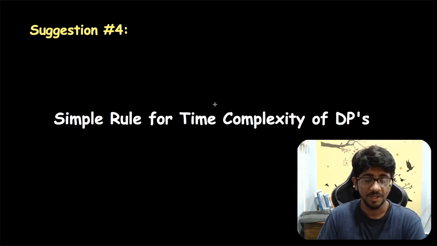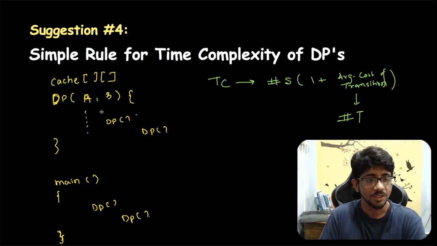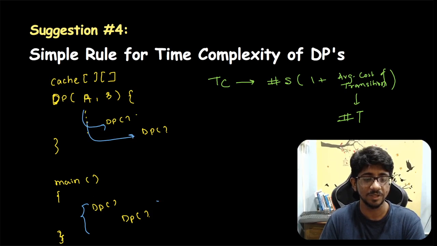Next, a lot of people struggle with the time complexity of DPs. I'm going to give you a simple rule that you can follow to find the time complexity of code that uses DP. Most probably you have code like this, where there is a DP array, DP of A comma B, and you have some internal DP dependencies, like they have transitions into two different DPs. Then there is a main call and there are some DP calls.